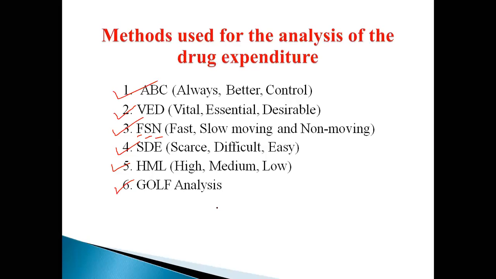ABC analysis, that is always better control. VED, vital, essential, desirable. FSN analysis, that is fast, slow moving and non-moving. Depending on the movement of the items, they are categorized as fast, slow, and non-moving items. HML, high, medium, low cost items; depending on the cost, they are analyzed. And GOLF is government control, open market, local purchase, and foreign purchase analysis. Nowadays, this GOLF analysis is not used or implemented for inventory control.